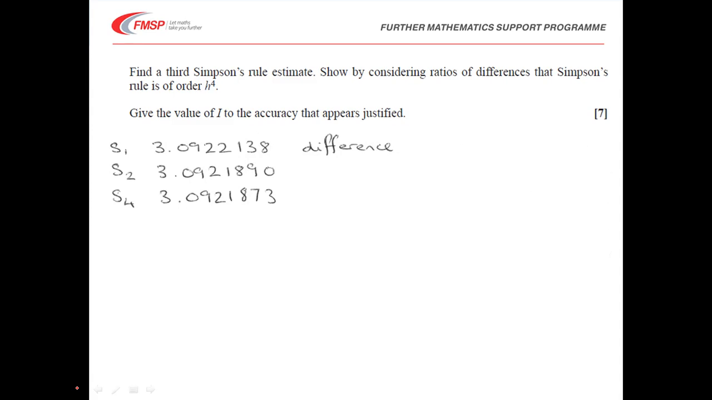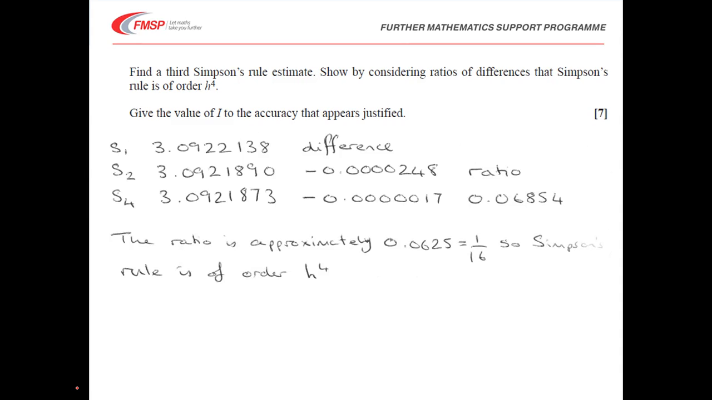If we calculate the differences, always do the later take away the earlier, so S2 take S1, S4 take S2, and it's going down, so we get these values. And then we work out the ratio of differences. And the ratio of differences is nearly 0.0625, which is a 16th. And that's what you'd expect. It's heading there. You'd probably have to do a few more estimates before it looked really like that. But if it's heading towards 1/16th, 0.0625, you know that it's of fourth order. Okay, so it's a fourth order method. So that shows us that ratio that it's about that.